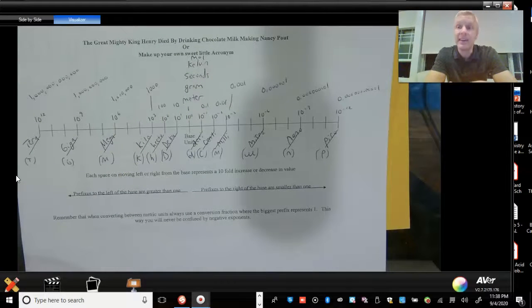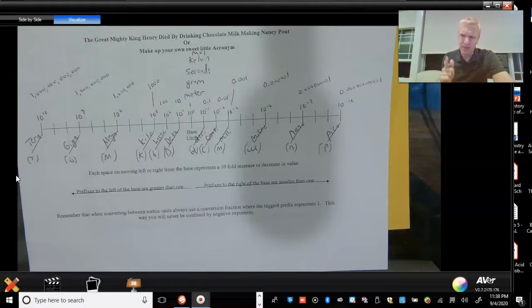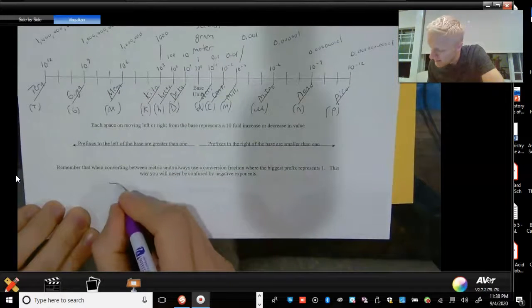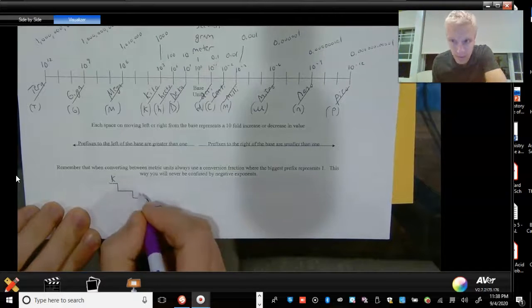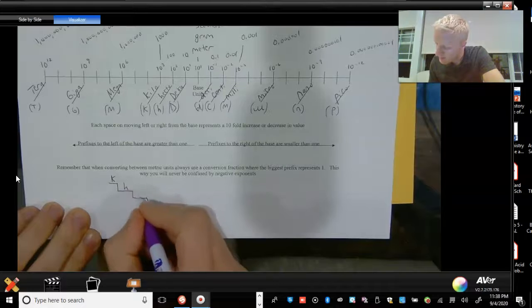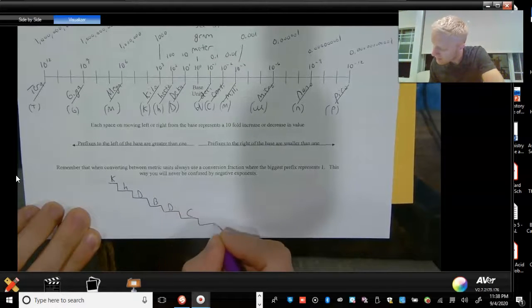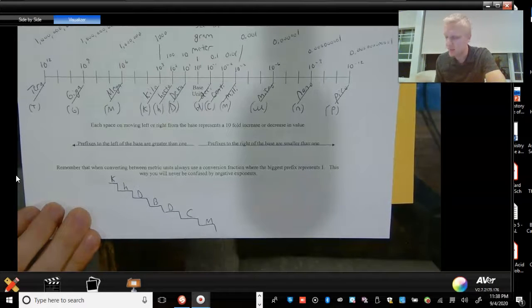All right, it is example time. So, let's do some examples. What happens if you don't have this little chart? Well, good thing you remember that King Henry died by drinking chocolate milk. Here's a little strategy. You can make a staircase. It's a nice visual. I'm going to put a K here. That's for kilo. King Henry died by drinking chocolate milk. Kilo, hecto, deca, base, deci, centi, milli.